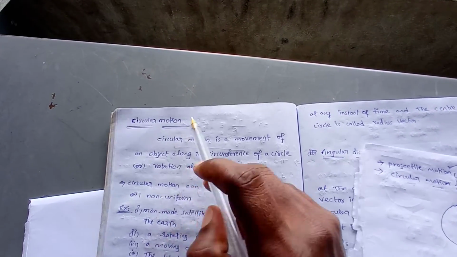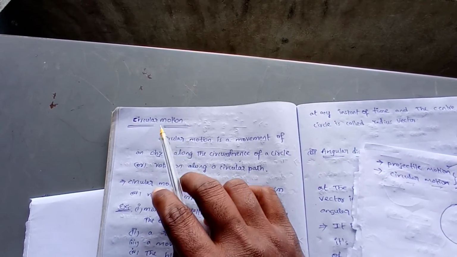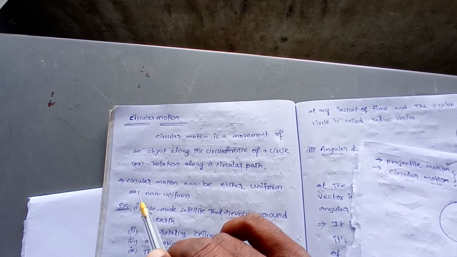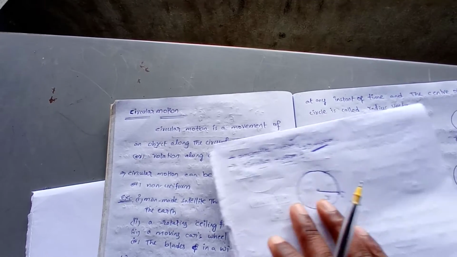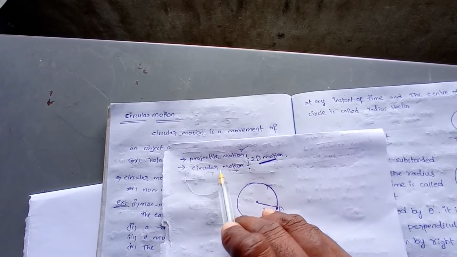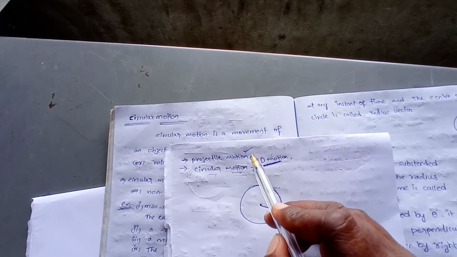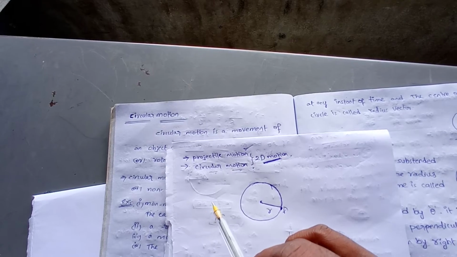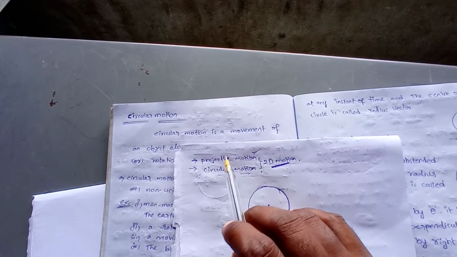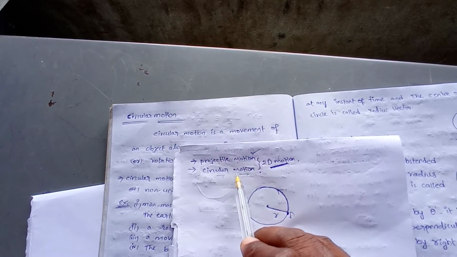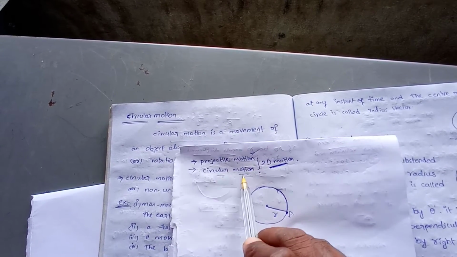Good morning, students. Today we are going to discuss the topic circular motion. In this chapter, motion in a plane, we have to study two things mainly. One is projectile motion, second one is circular motion. So these two are examples of 2D motion. Already we have completed projectile motion. Next, we are going to discuss the topic circular motion.